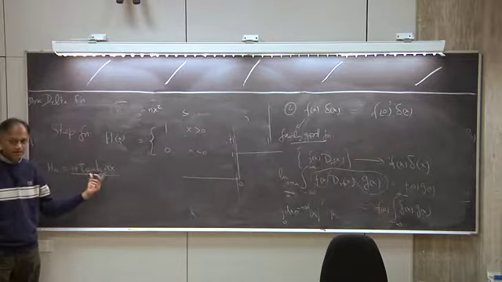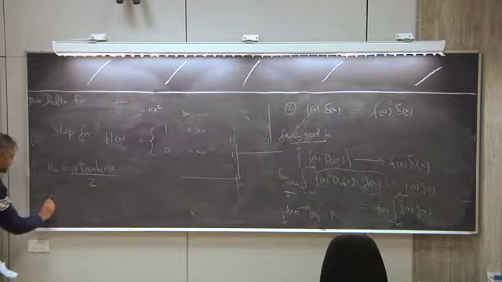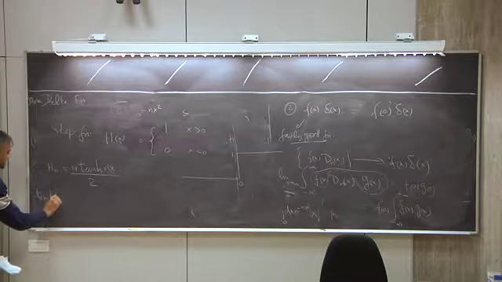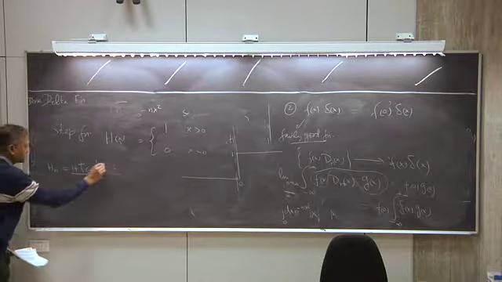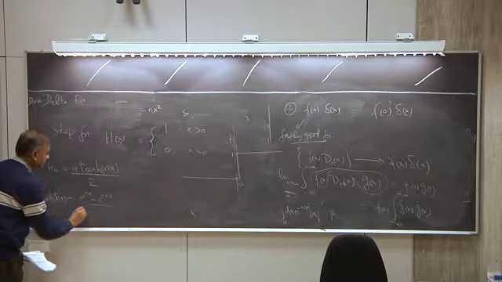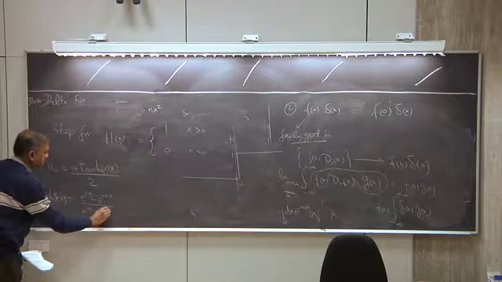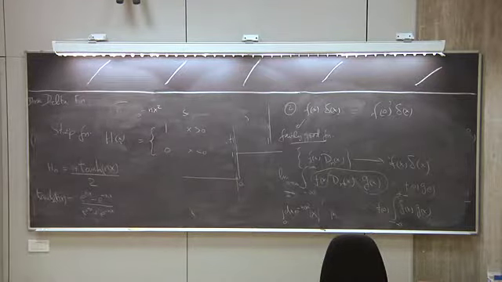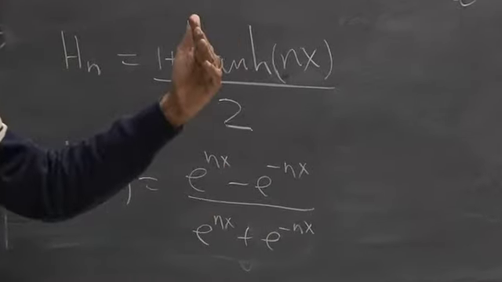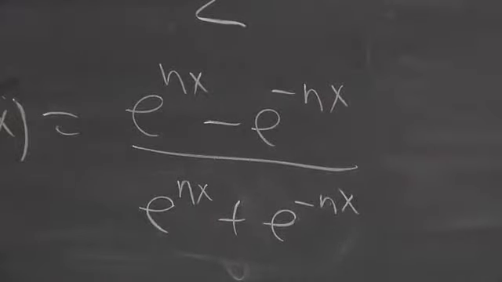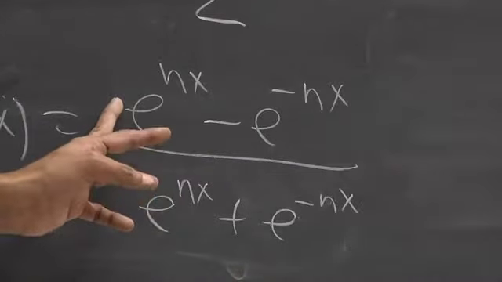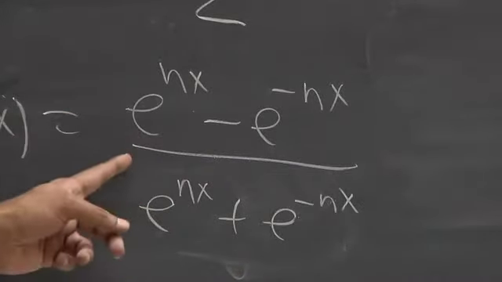What is this tanh? Tanh of nx is e to the nx minus e to the minus nx, divided by e to the nx plus e to the minus nx. That is a tanh. Now notice that if nx goes to positive infinity, large values of nx, this term is exponentially suppressed, so you can forget it compared to that. So this simply becomes plus 1.